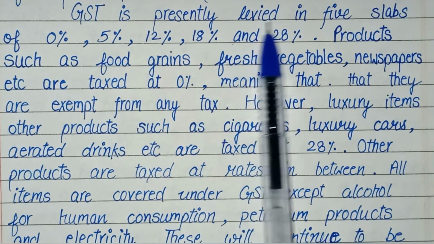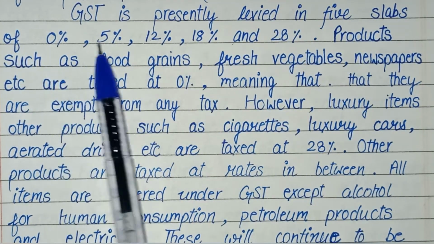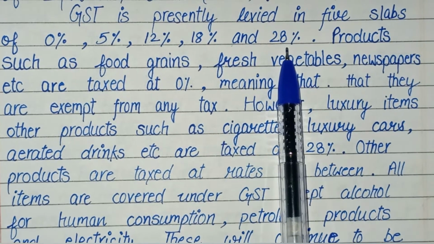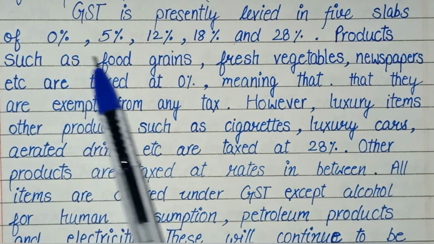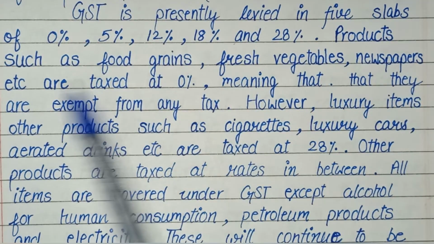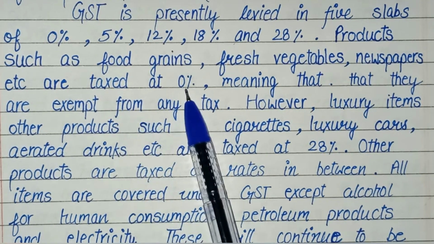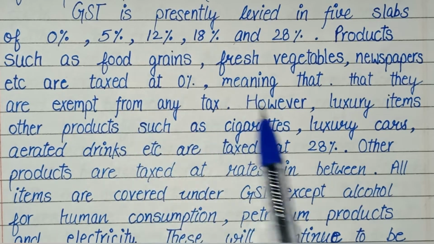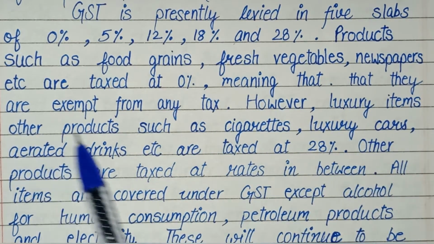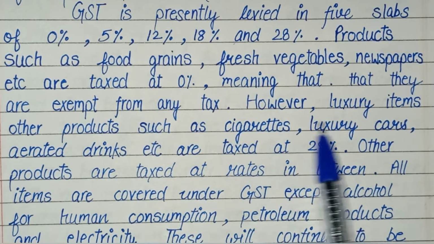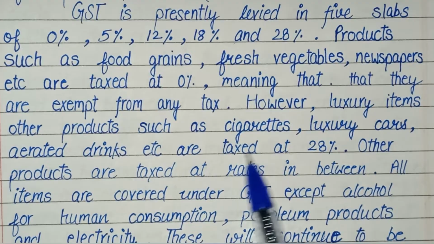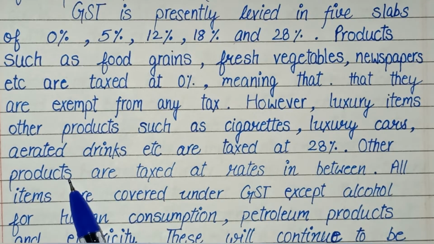GST is presently levied in 5 slabs of 0%, 5%, 12%, 18% and 28%. Products such as food grains, fresh vegetables, newspapers, etc. are taxed at 0%, meaning that they are exempt from any tax. However, luxury items and other products such as cigarettes, luxury cars, aerated drinks, etc. are taxed at 28%. Other products are taxed at rates in between.